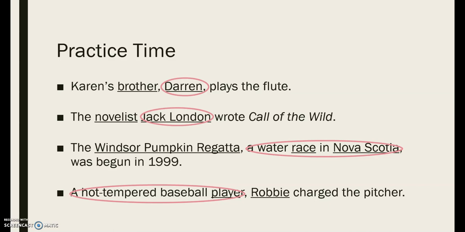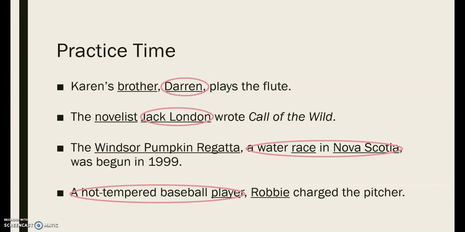In the third sentence, the Windsor Pumpkin Regatta, a water race in Nova Scotia, was begun in 1999. A water race in Nova Scotia is the appositive clarifying what the Windsor Pumpkin Regatta is. It is non-essential because it is separated by a comma before and after it, and it is some information that some people may not need because they already know what the Windsor Pumpkin Regatta is.